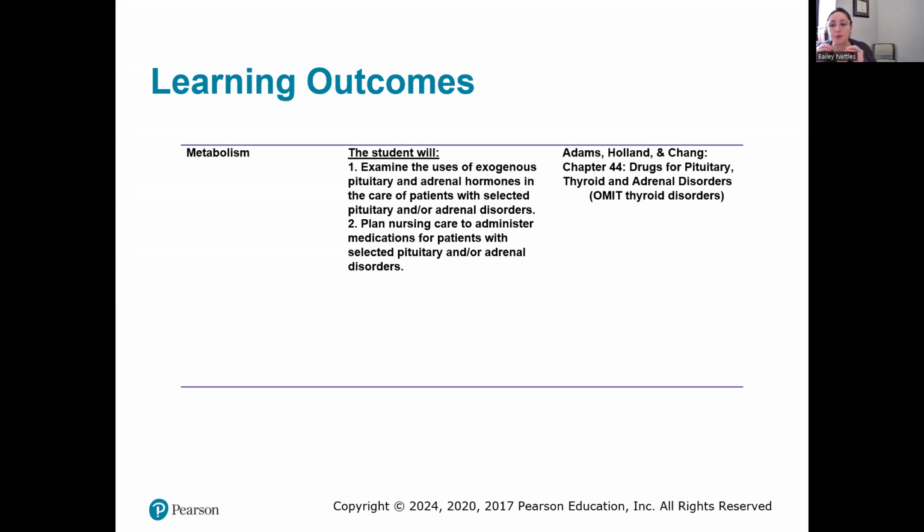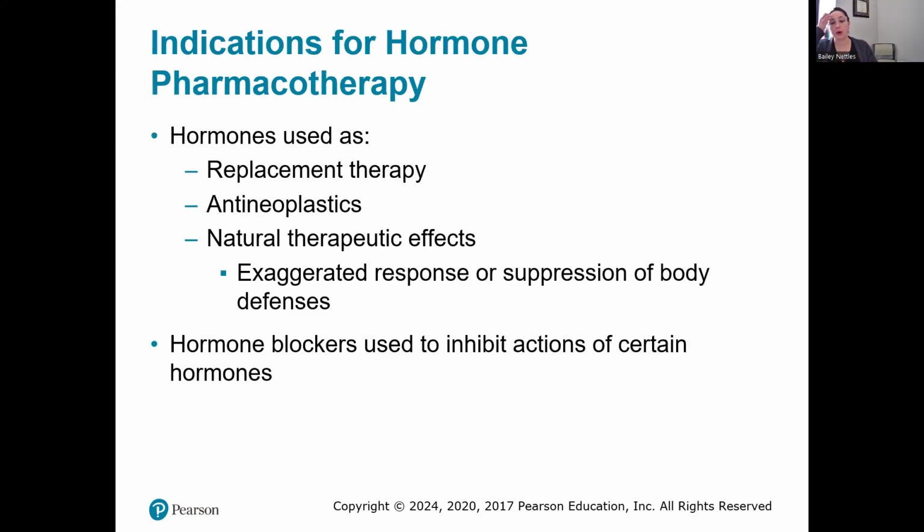Okay, so this is chapter 44, but we're going to omit anything to do with the thyroid, hypo, Graves, all that. Don't worry about it. Just pituitary and adrenal. Okay. So why would you need hormone pharmacotherapy? Because your hormones aren't working.